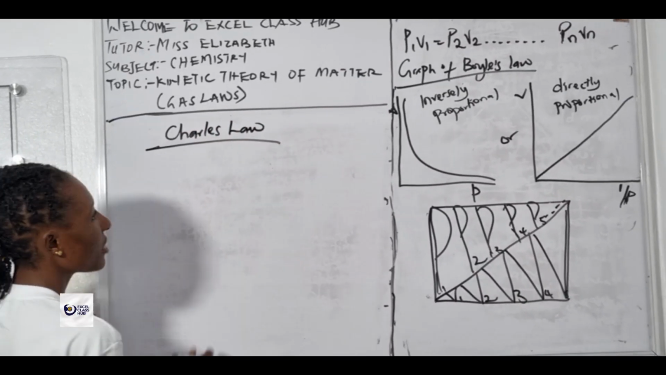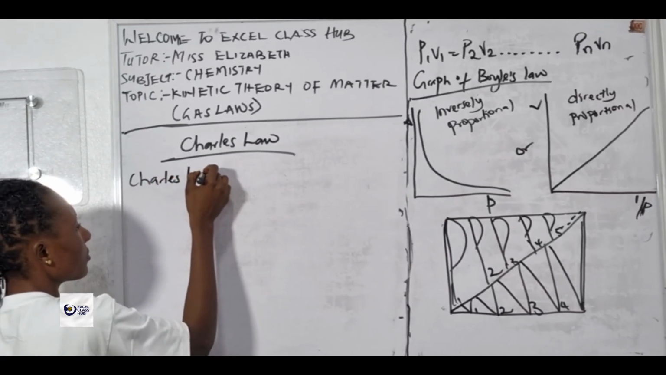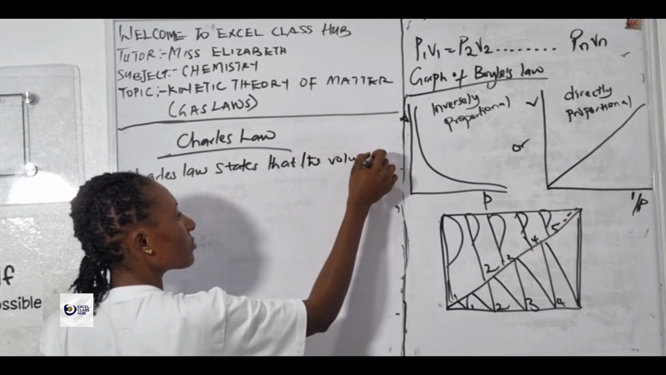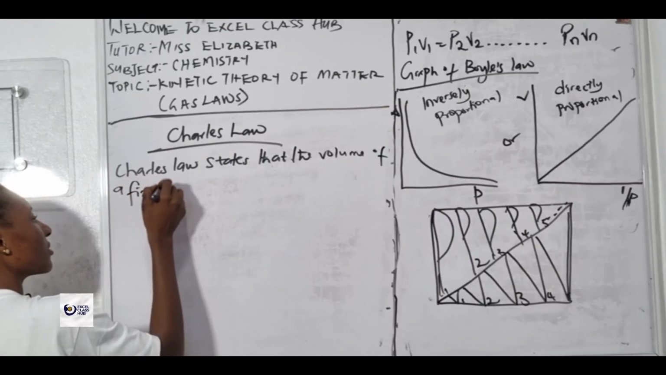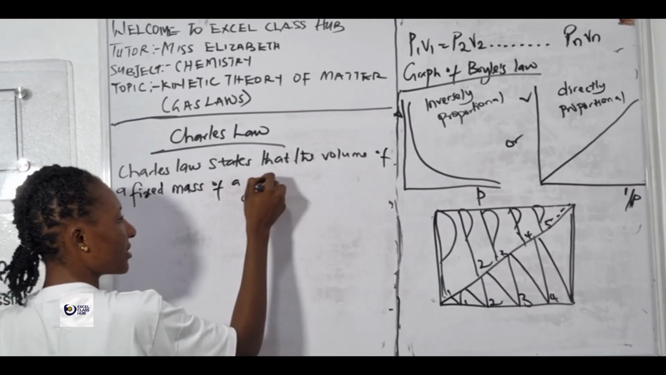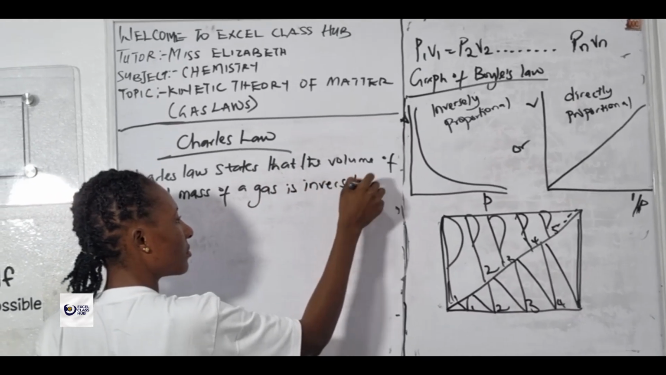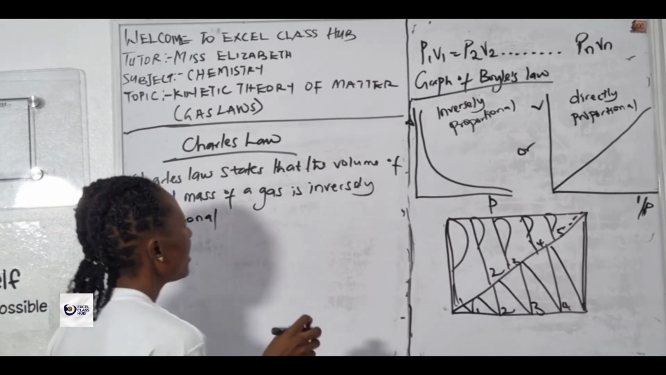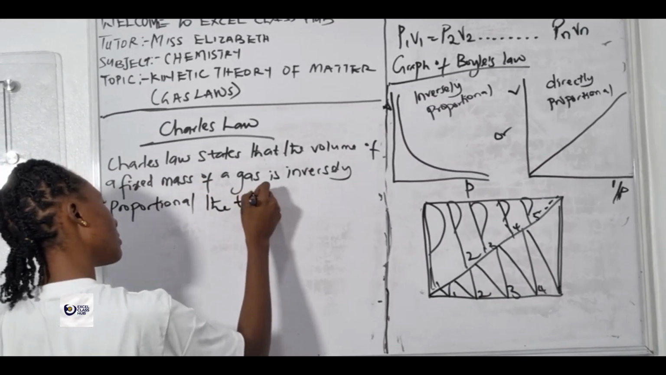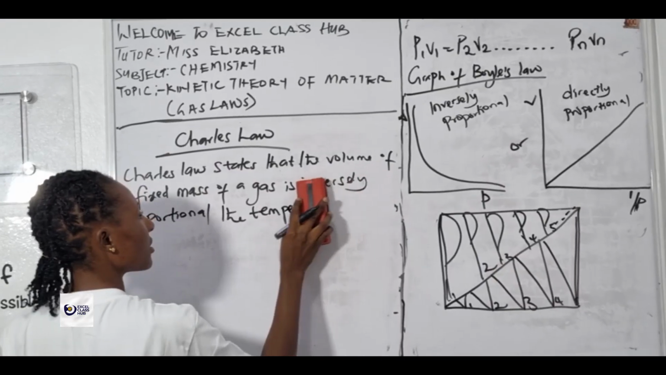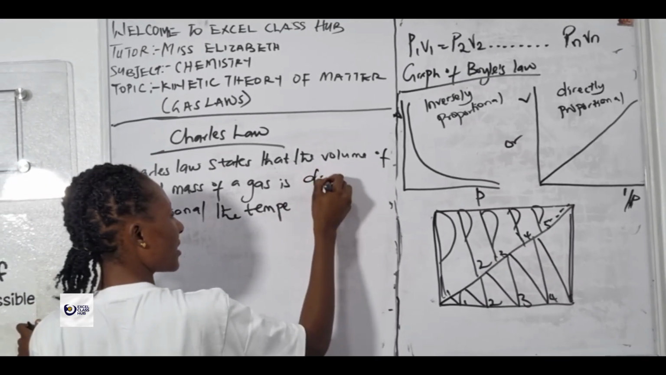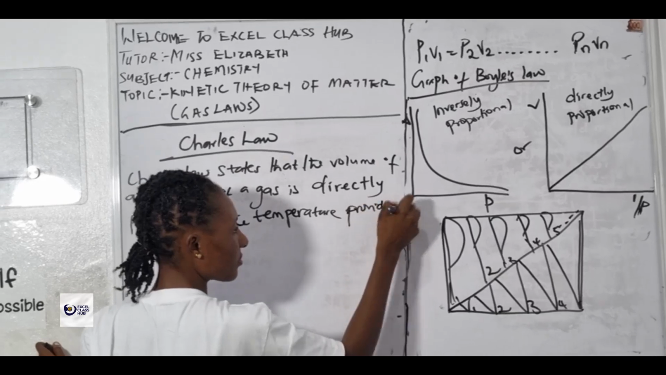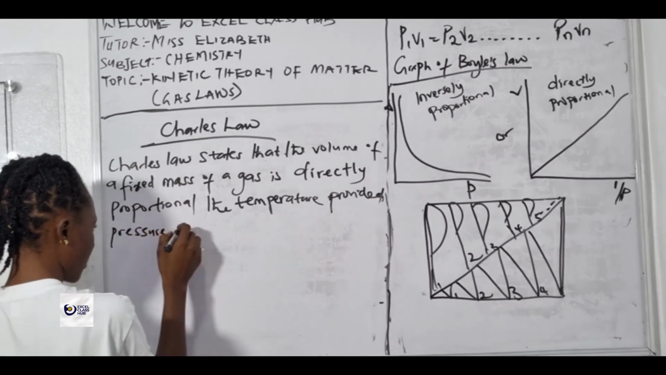Charles' law. So Charles' law states that the volume of a fixed mass of a gas is directly proportional to the temperature provided pressure remains constant.